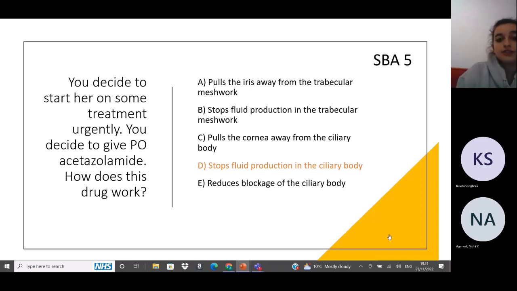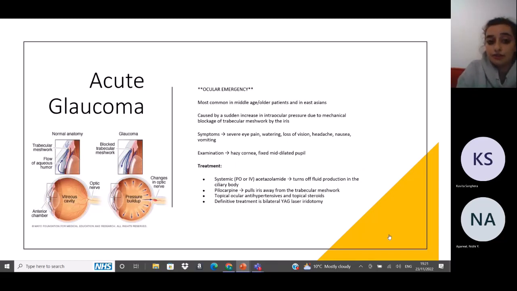So all of these questions were going towards acute glaucoma. And acute glaucoma is an emergency. It's more common in middle-aged and older patients, and East Asians as well. It's caused by a sudden increase in the intraocular pressure due to a mechanical blockage of the trabecular meshwork by the iris. So usually your fluid is made in your ciliary body, and then it comes around into the anterior chamber, and then it flows out through the trabecular meshwork.